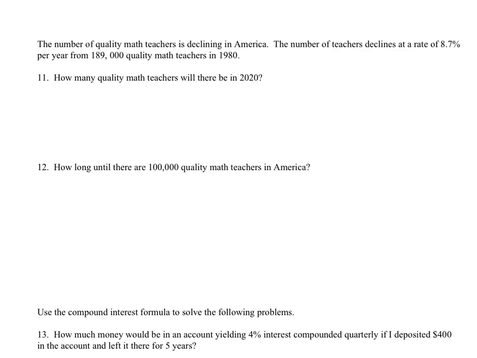So we're going to start off with y equals, and then we're going to want our initial amount. So that's our starting number of teachers, which is 189,000. So we're going to have 189,000. And then in parentheses, it's either going to be 1 plus or 1 minus our rate. And that's all based on whether or not we're increasing or decreasing. So the word declines tells me that we're decreasing. So we're going to have 1 minus, and then we need to write our percentage as a decimal, which is 0.087.